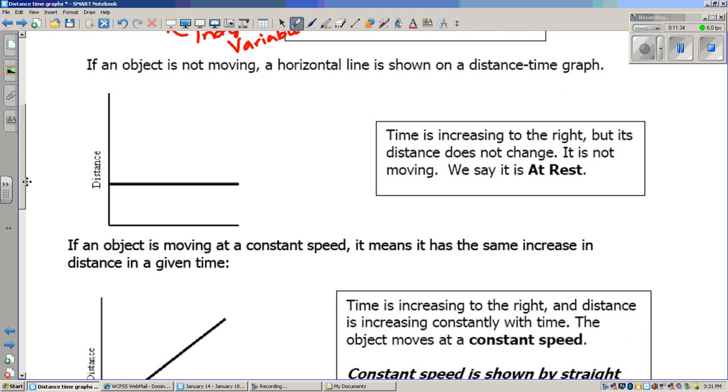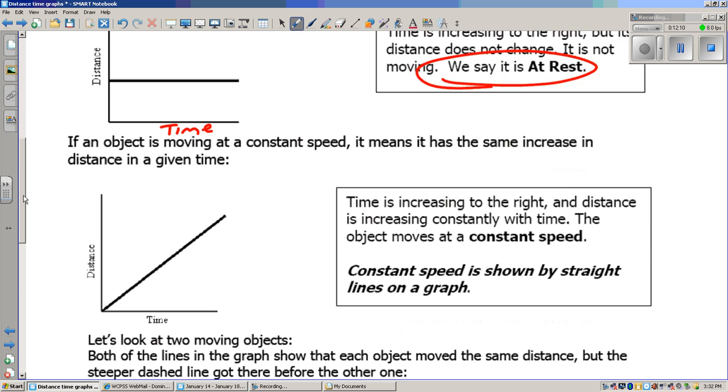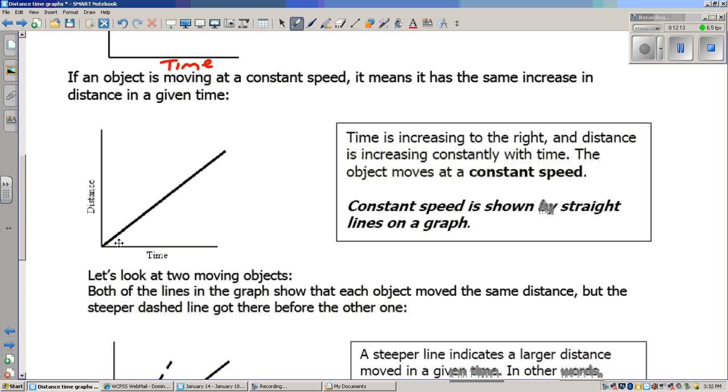Here's the next part. If an object is not moving, a horizontal line is shown on a distance time graph. You guys did a great job with this yesterday. Whenever we see a horizontal line, this is saying that we are at rest. Circle that. A horizontal line means we're at rest, which makes sense, right? Time is continuing, so we're still moving forward. The time is still moving forward, rather, but distance is at a standstill. It's not increasing. It's not increasing as time is increasing. Makes sense?